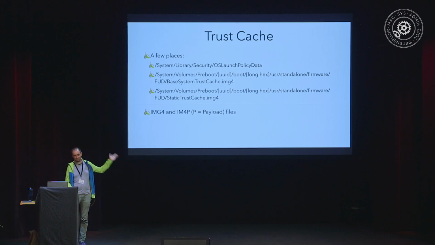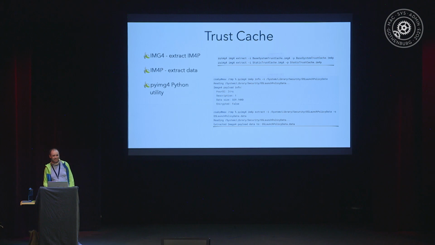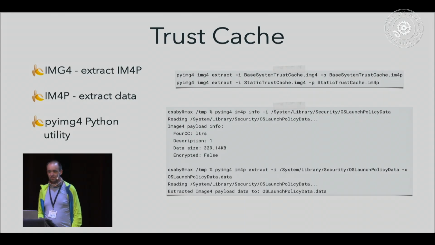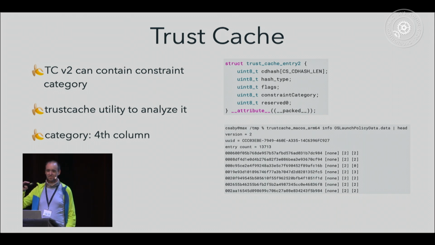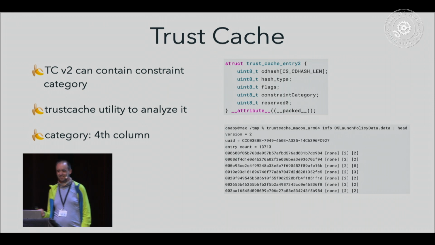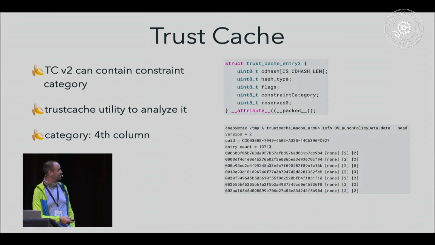So the trust cache can be found in a couple of places. It's basically an image4 file with image4 payloads inside. We can use the py-image4 Python utility to extract all the data we want, and then we can use the trust cache utility to actually analyze it. Trust Cache version 2 has a new entry in the structure to allow for the constraint category. So if we run this tool, then the fourth column will contain the actual category for the hashes.